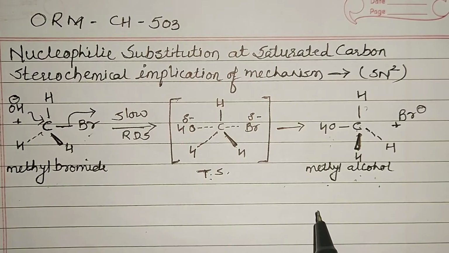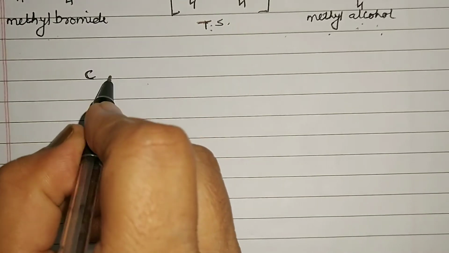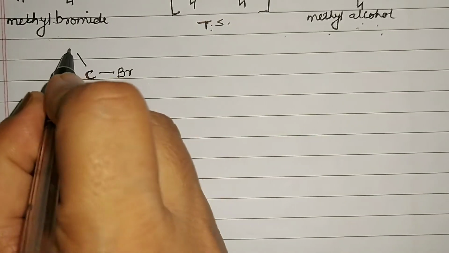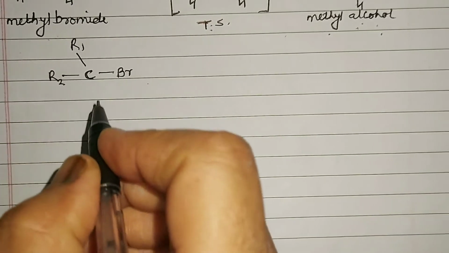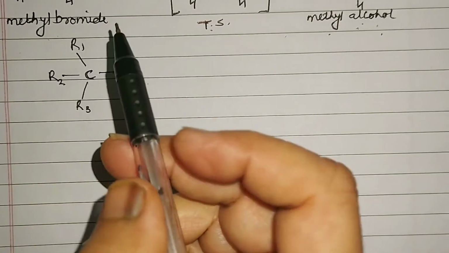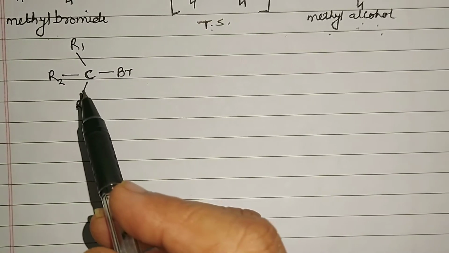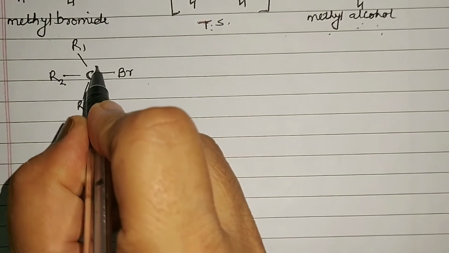For this purpose, we will take an optically active compound. Suppose we have C, Br, R1, R2 and R3. These R1, R2 and R3 are alkyl groups which are not the same. So this carbon is optically active.